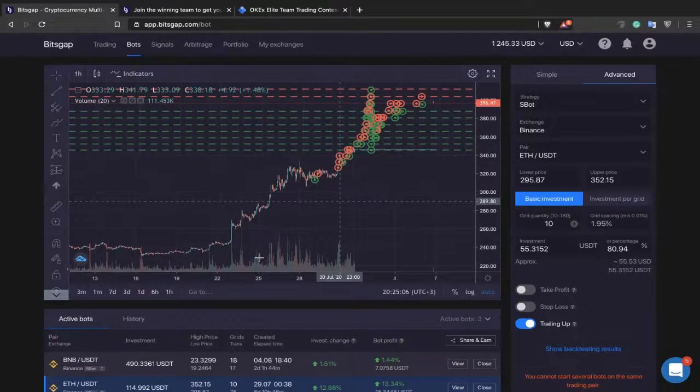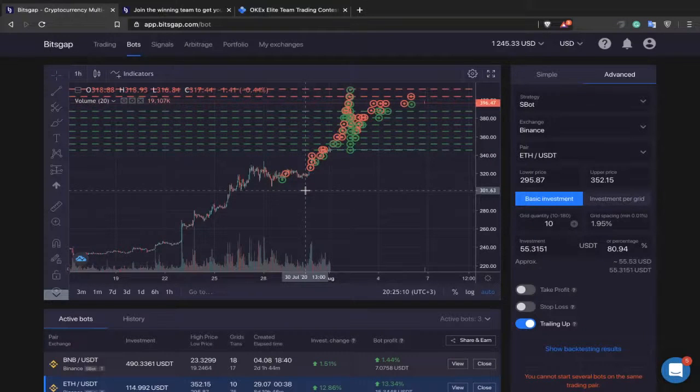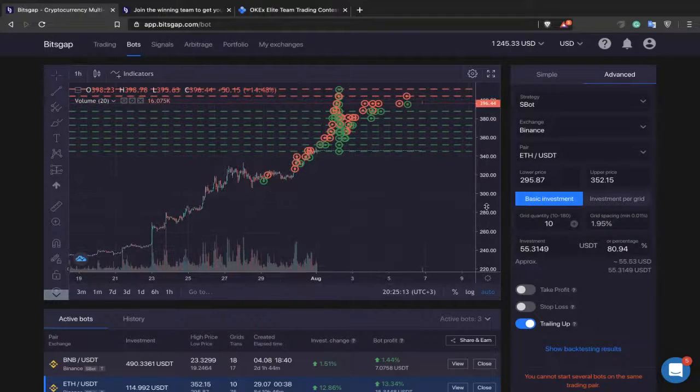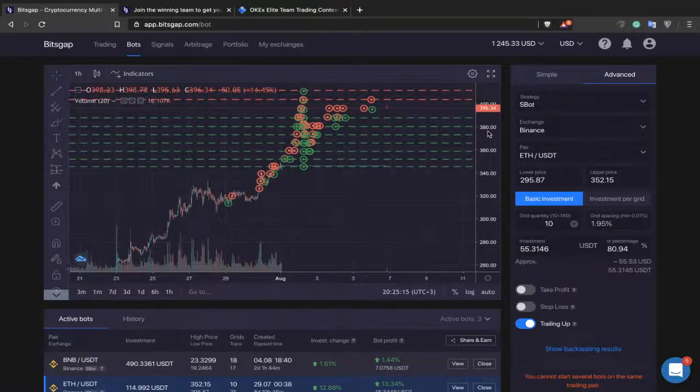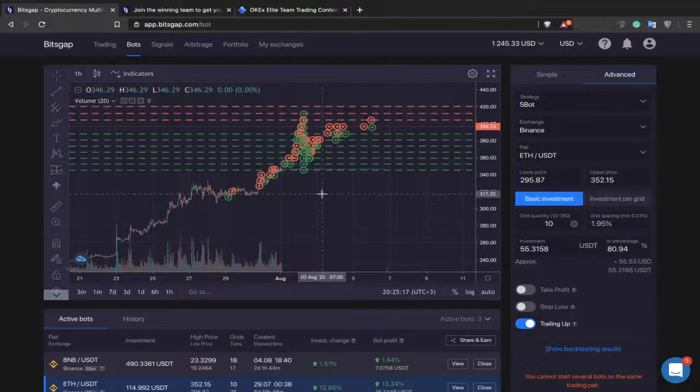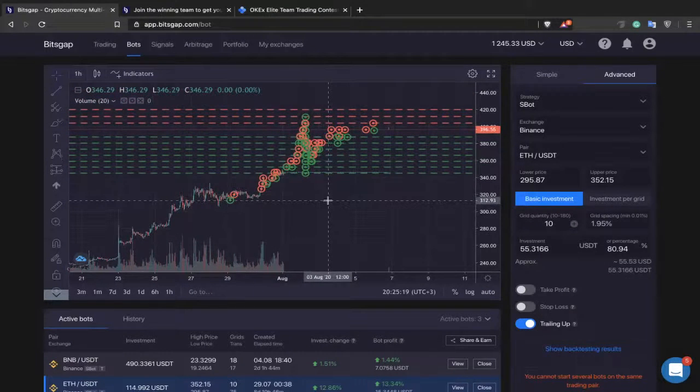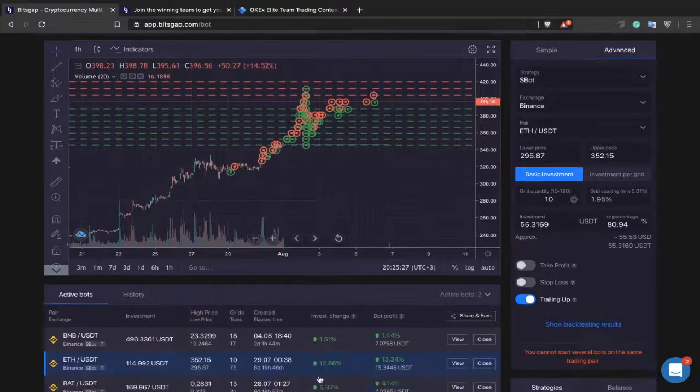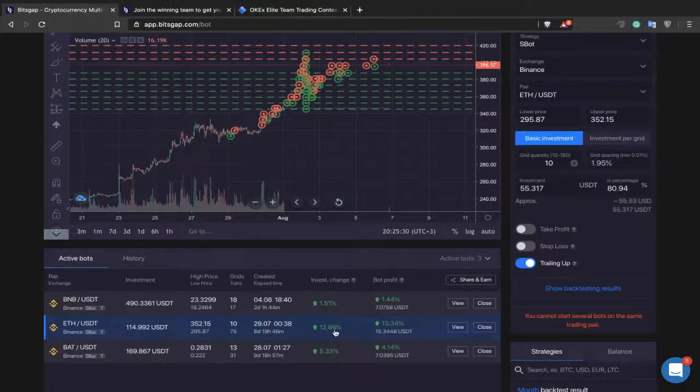I've noticed that the volume was spiking and the accumulation was happening over here, and most importantly, fundamentally, there were more reasons for the price to go upwards, so that's why I've entered this trade, and you see now it's in the profit zone of 12% in total.